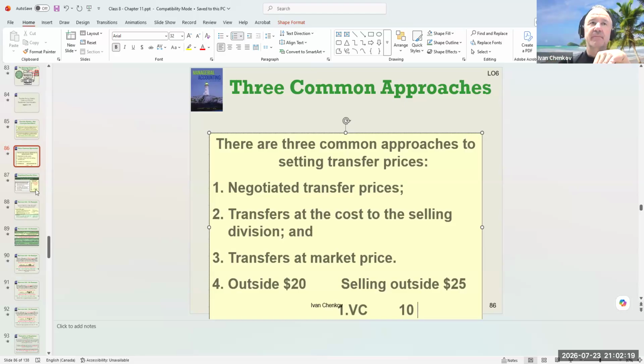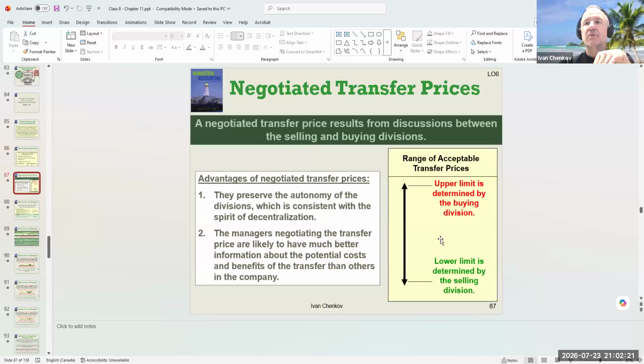So for that reason, when we're setting the transfer pricing, we're gonna have an upper limit and a lower limit. The lower limit is always gonna be the cost of the selling division, and the upper limit is always gonna be the purchase price for the buying division.